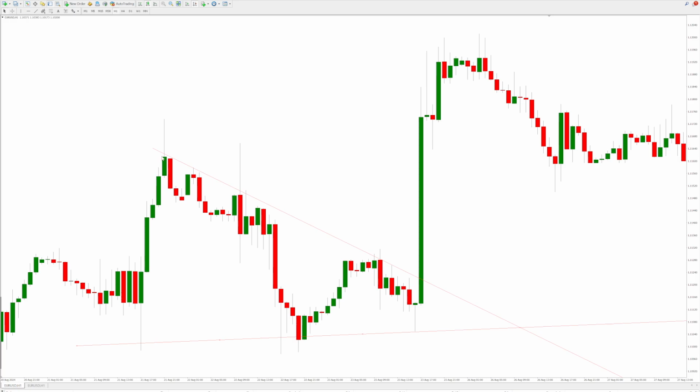If lots of big players had been watching this particular setup here, it can lead to a self-fulfilling prophecy as a big move such as this one.